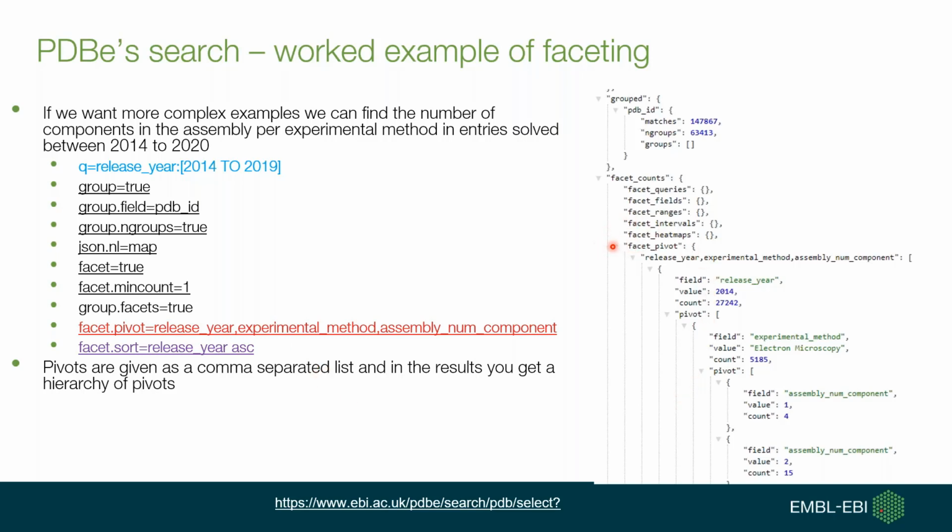And you can see in the results that we have here, we then have 3 levels of pivots. Starting with the first one was our full list. And then first of all, we pivot by release year, and then experimental method, and then by number of components that we have. So the results that we have, for example, here is that for entries that have only 1 component, there are only 4 done by electron microscopy in 2014. And it allows us to get that granularity of our results.